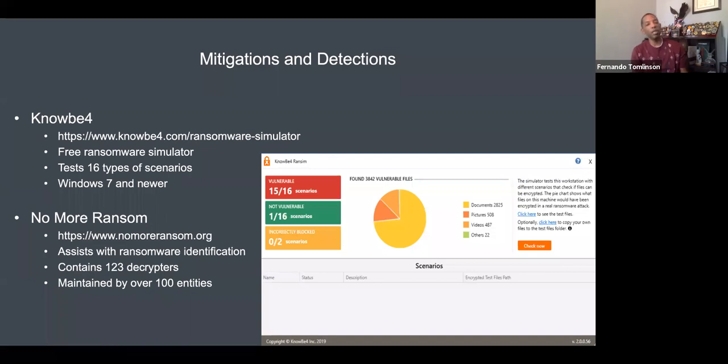They have roughly 120 or so decryptors that are available, and this is maintained by over 100 entities. So while I might be in the military, and there might be certain people who might target the military, there might be other organizations that target other aspects of the government or other industries, but largely speaking, when we come together, we can combat this together.